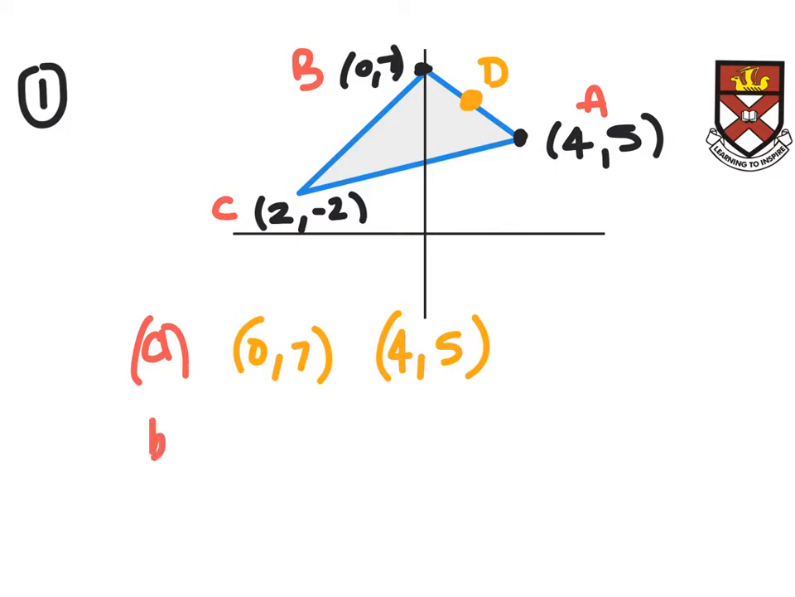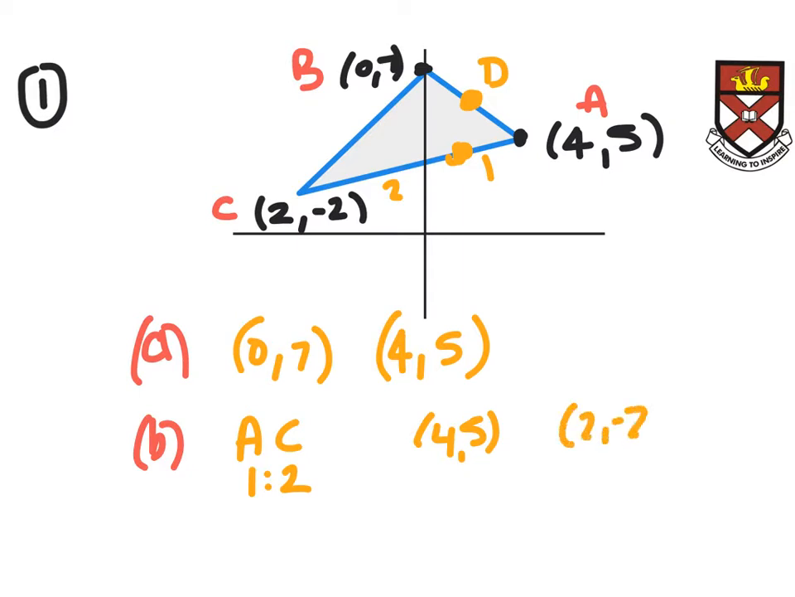For part B, we're told that E divides AC in the ratio 1 to 2. So we can use our little ratio formula, divides AC in the ratio 1 to 2. So what is the coordinates of A? 4, 5. What's the coordinates of C? 2, negative 2. We know the ratio is 1 to 2.